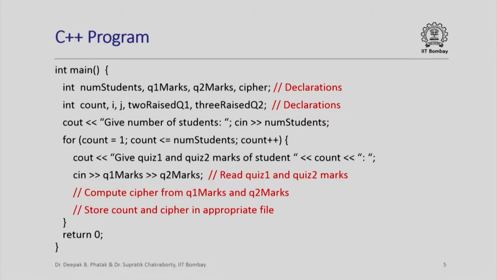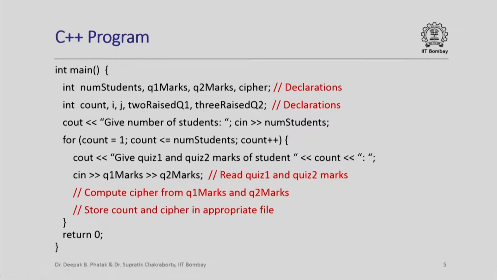So let us look at how a C++ program for this problem might look like. Here is the main function. Within it we have several integer variables declared. Then we ask for the number of students, read in the number of students in this variable num students, and then we iterate in a for loop for every student. So we iterate num students number of times, and for each student we ask for the quiz 1 and quiz 2 marks, read those in, and then we compute the cipher, the encoded form from quiz 1 marks and quiz 2 marks, and we then store the count and the cipher in an appropriate file.